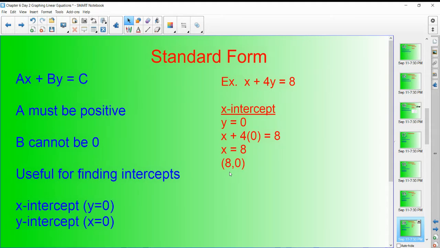We do the same thing with the y-intercept. We start with x equals 0, so put 0 in our equation for x.